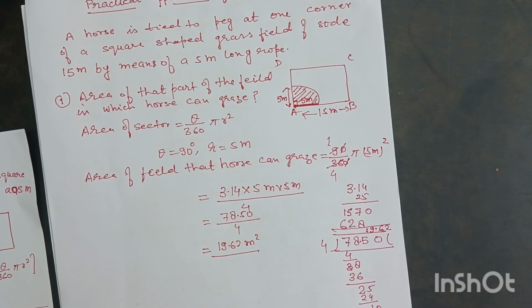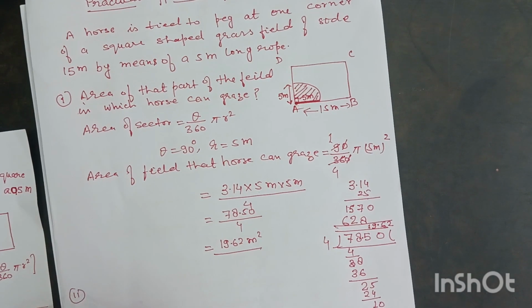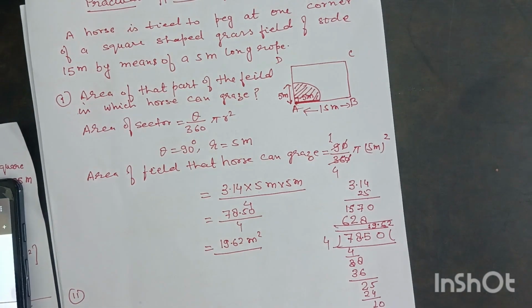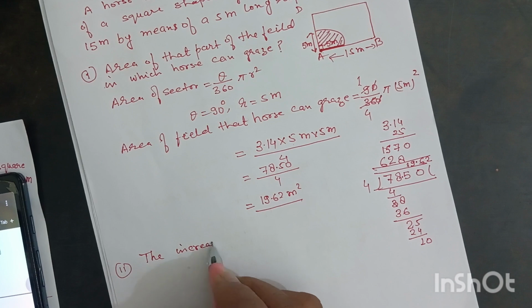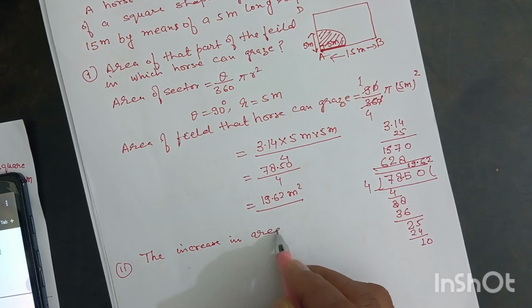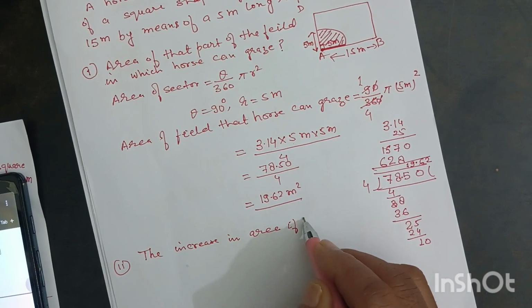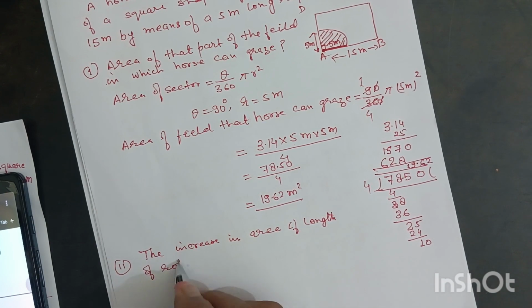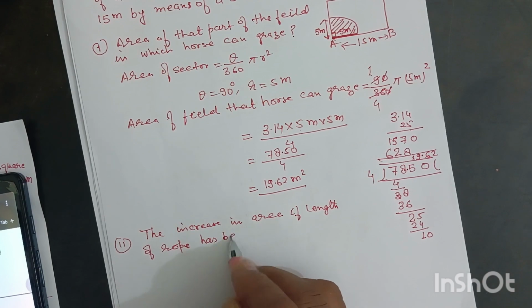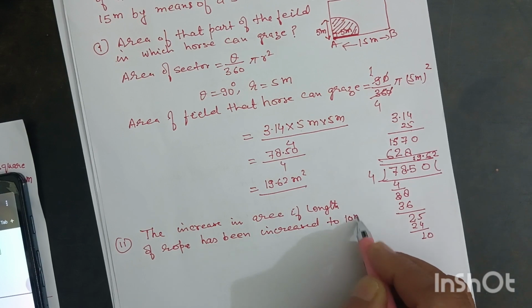the increase in the grazing area of horse, if the rope were 10 meter long instead of 5 meter. Now in the second part, we are to find the increase in area if length of rope has been increased to 10 meter.